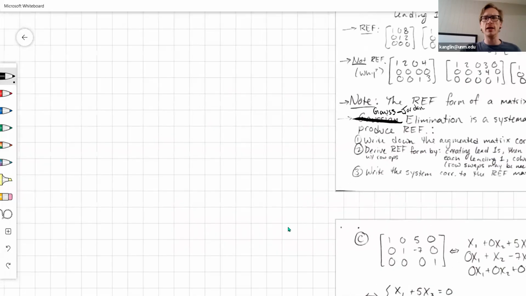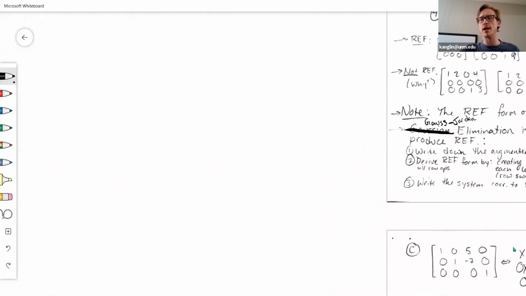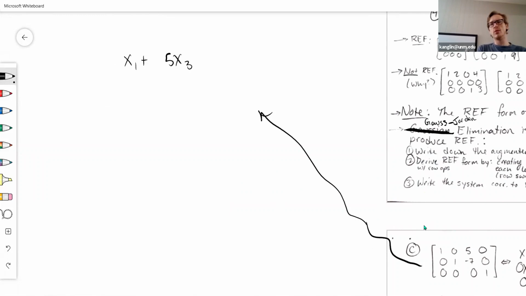And see this one over here in my bottom right-hand corner. Again, I'm hiding the solution from you. It's in my notes for your reference later, but I'd want to work this one out with you. From this augmented matrix, this is part C here, the system this represents is what I'm writing down now.